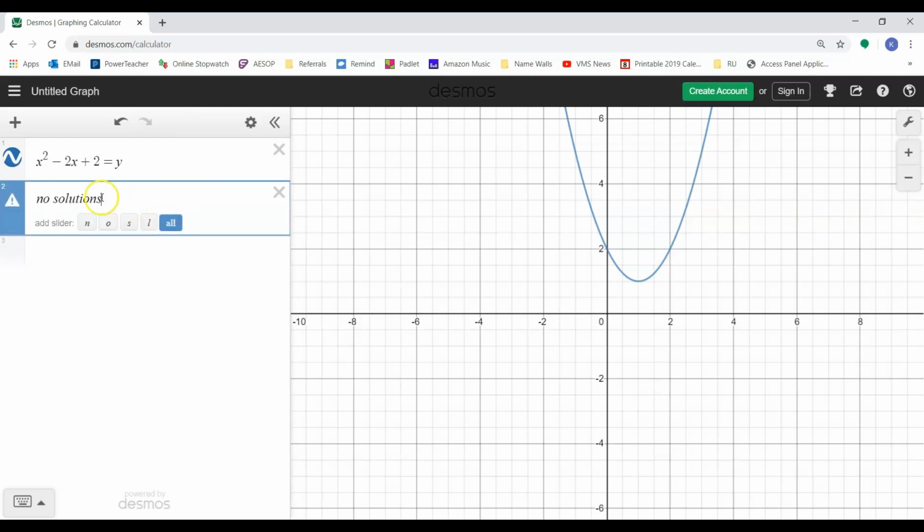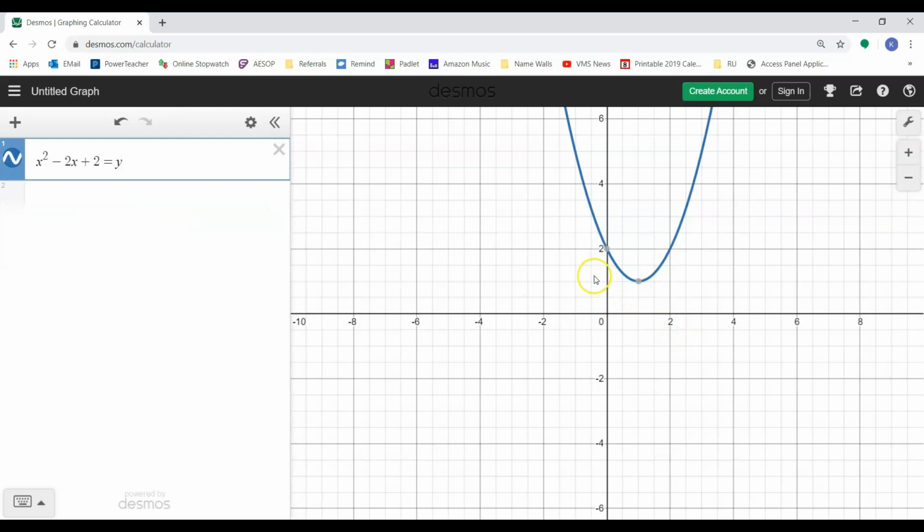Now that'll be an answer choice. It may be written out like that. That will be what you click on though, if you have a parabola that does not have any place where the line is touching the x-axis.